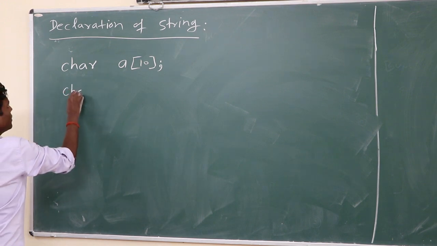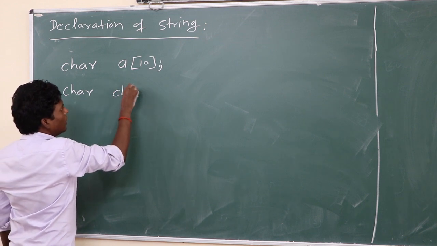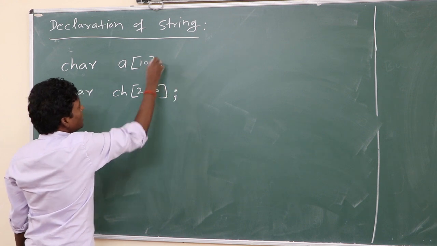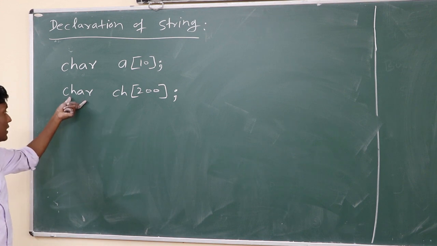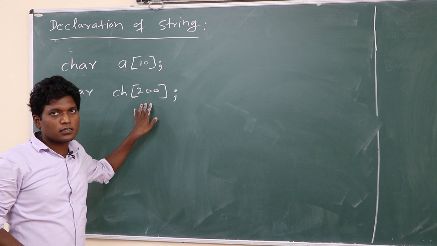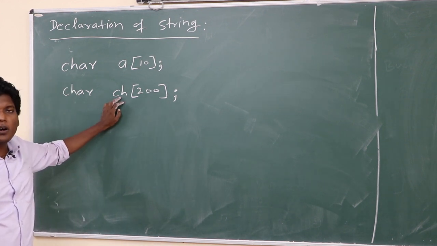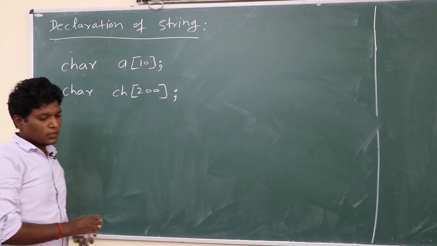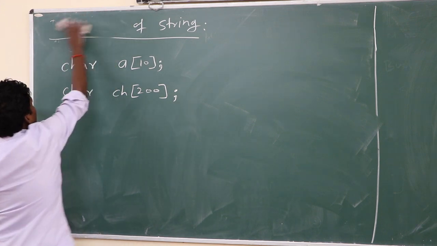It can also be, suppose, ch of 200. This is also a declaration of string. ch is an array of characters. In ch we can store up to 200 characters. So ch is a string, because string is an array of characters. Declaration of string. Now initialization of string.